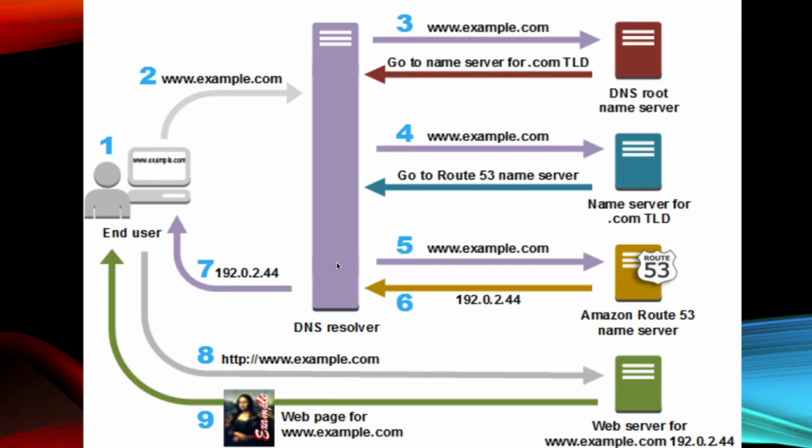So hope it's clear. Now let's go to our AWS console. What we'll do, we'll buy a new domain. I'll show you what the steps are to buy a domain, and then we'll map the domain to our EC2 instance and see how it works.